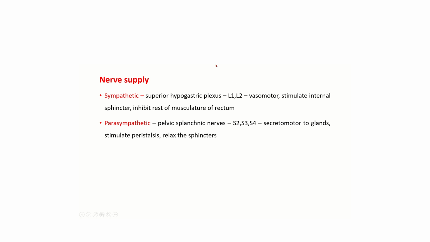So nerve supply, sympathetic is from the superior epigastric plexus, L1 L2 segments, mainly vasomotor, stimulates the internal sphincter, inhibits the rest of the musculature of the rectum. Parasympathetic is from the pelvic splanchnic nerves, S2 S3 S4 segments, secretomotor to the glands, stimulates peristalsis and relaxes the sphincters.